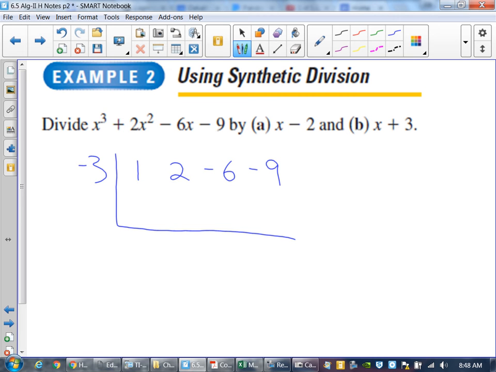1 down. Drop the 1. Negative 3 times positive 1. Add them together, you get negative 1. Negative 3 and negative 1 is 3. Get a negative 3 here. Is there a remainder? No. So your answer here is x squared minus x minus 3.